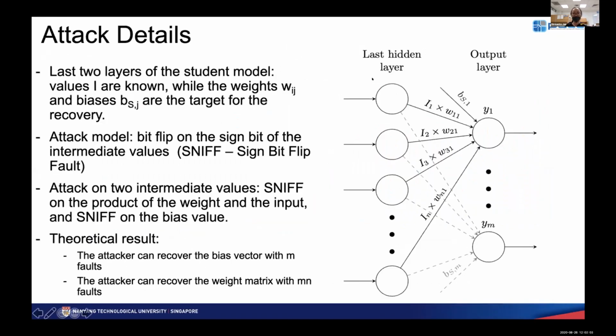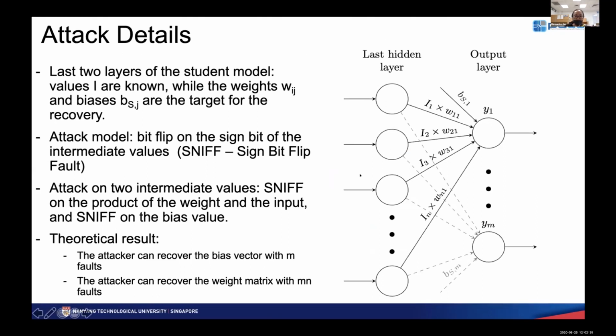This figure shows the details. We assume the first few layers are known. So the attacker, with the known input, knows the value capital I in this figure. And her goal is to recover the weight W and the bias B. So the attack model we have is a bit flip on the sum bit of the intermediate values, which we call SBF, that stands for sum bit flip fault.